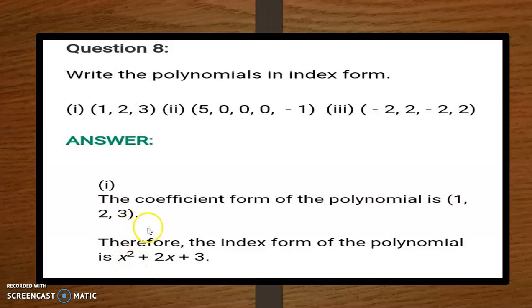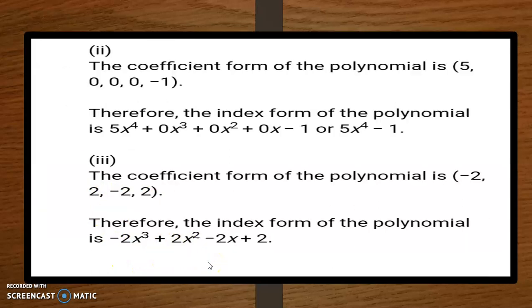Here we did 3 minus 1, we got 2. So the highest index should be 2, and the first coefficient is 1. So 1x square plus 2x plus 3. You will go in this order.